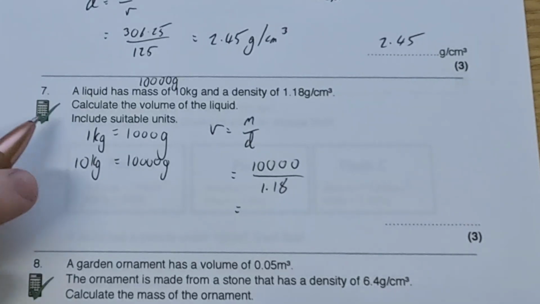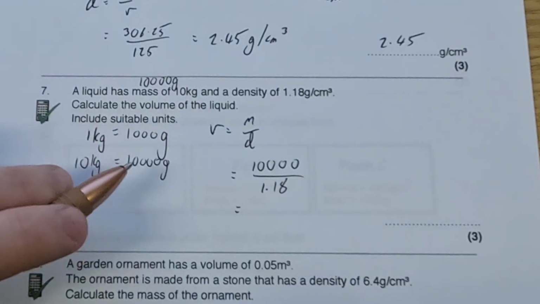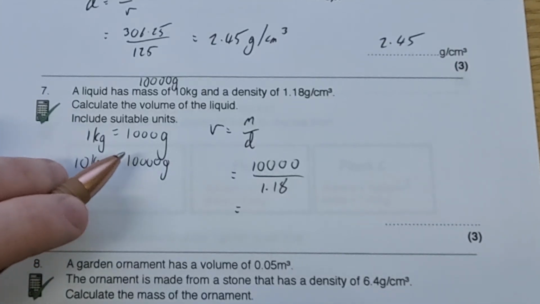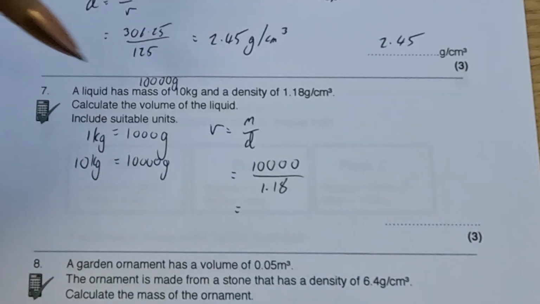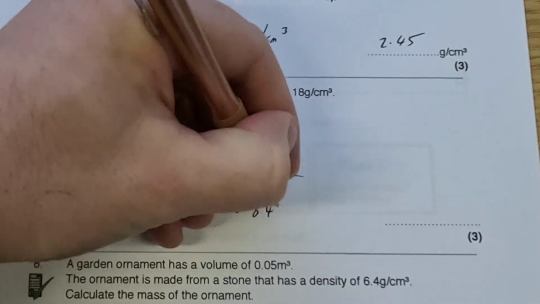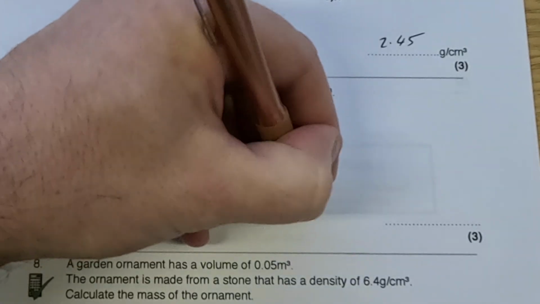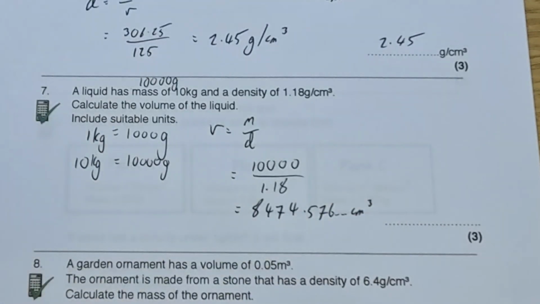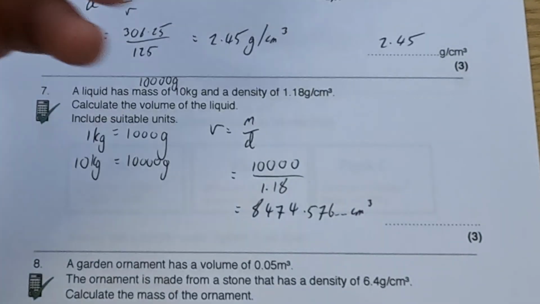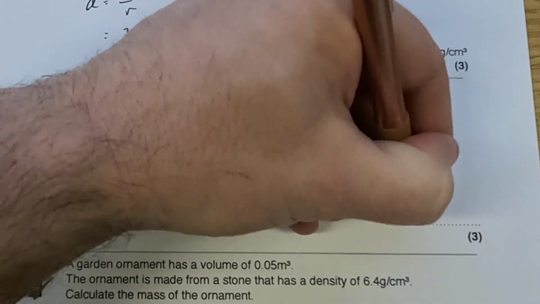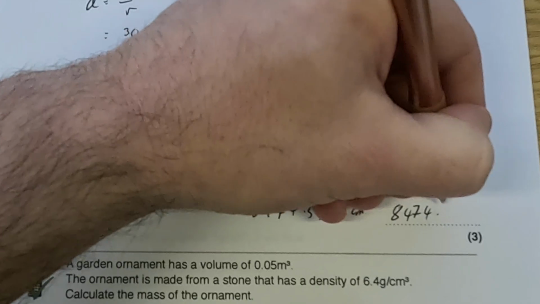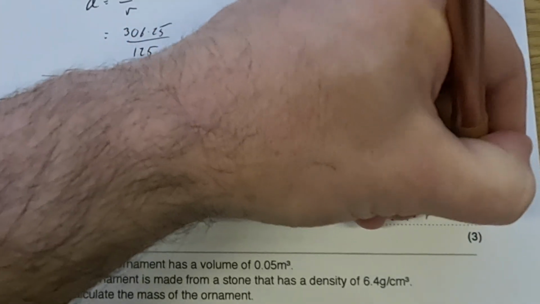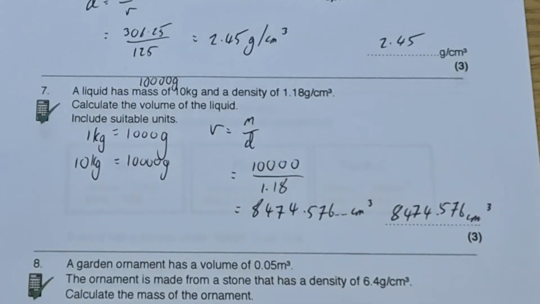So it's a calculator question, which is quite nice. So let's get our calculator. 10,000 divided by 1.18 is equal to 8,474.576 and so on centimeters cubed. The question didn't ask us to give it to so many decimal places, so I'm just going to round this to 3 decimal places. So it'll be 8,474.576 centimeters cubed. So that's it, we've found the volume of the liquid.